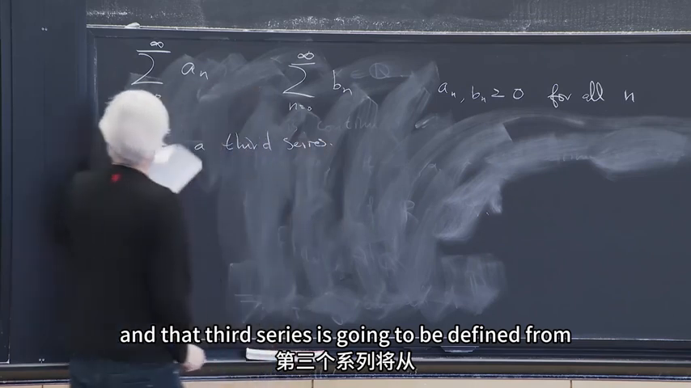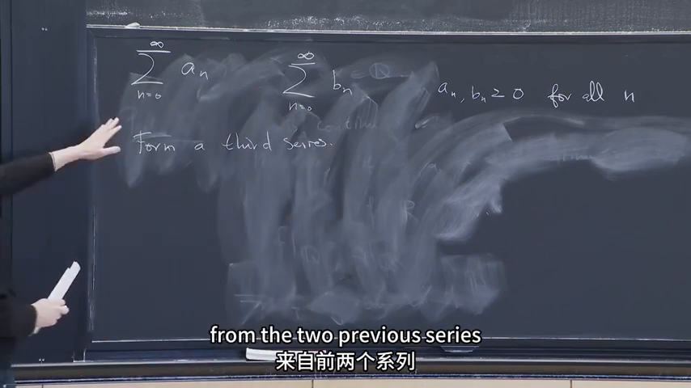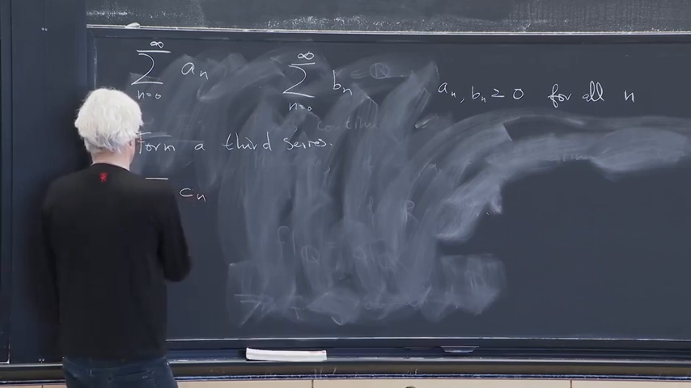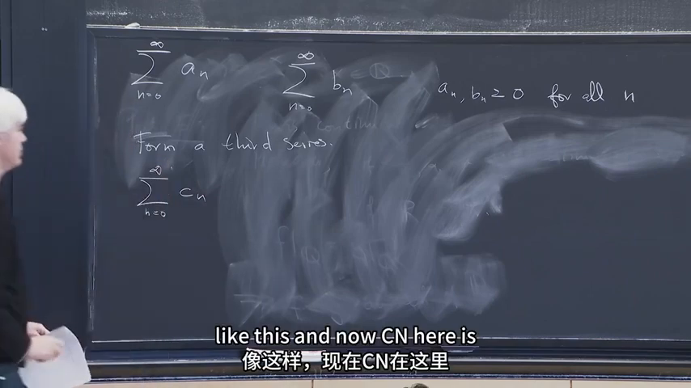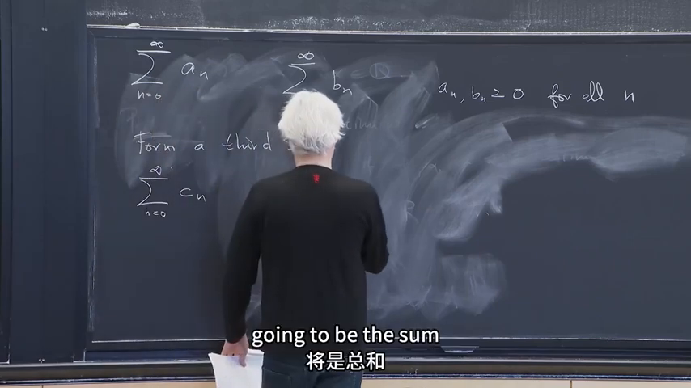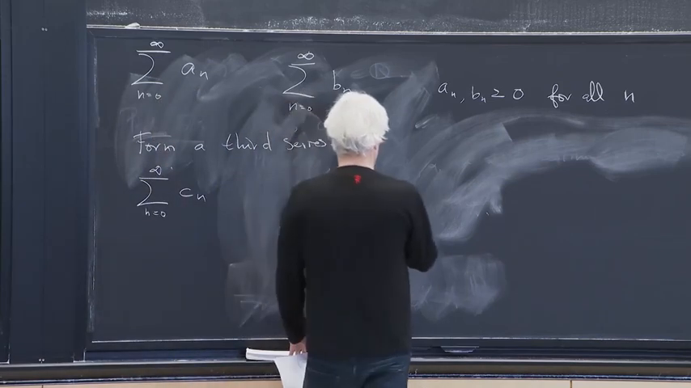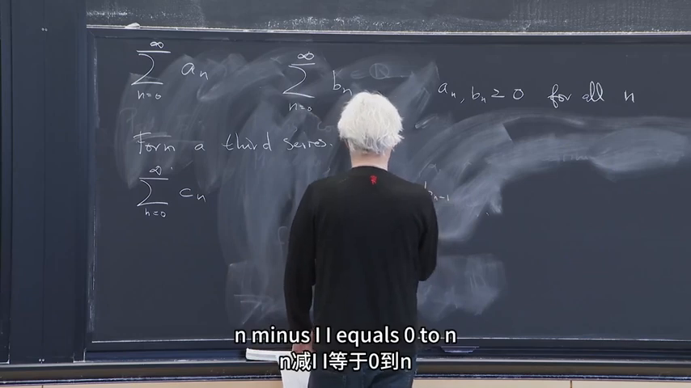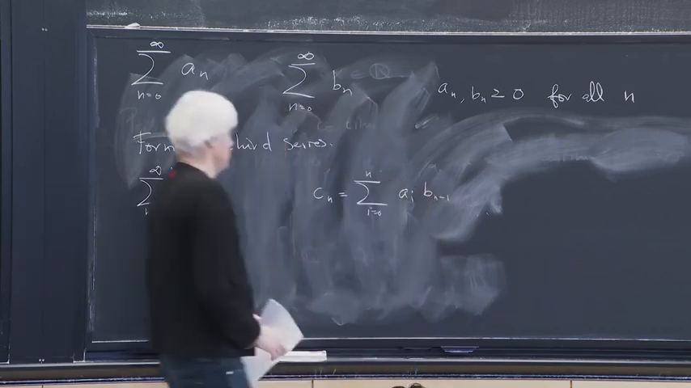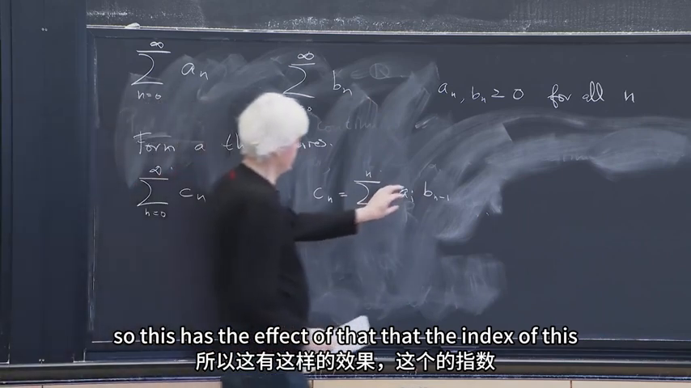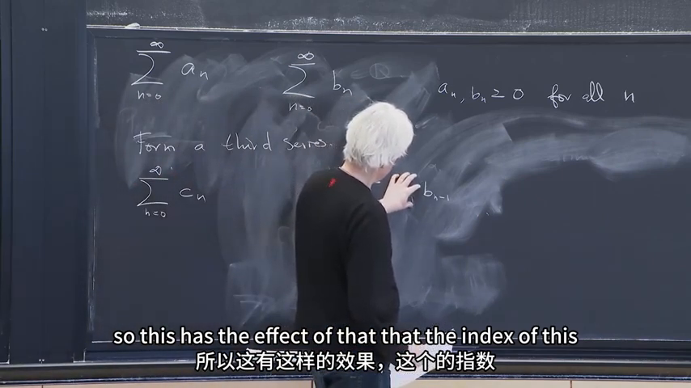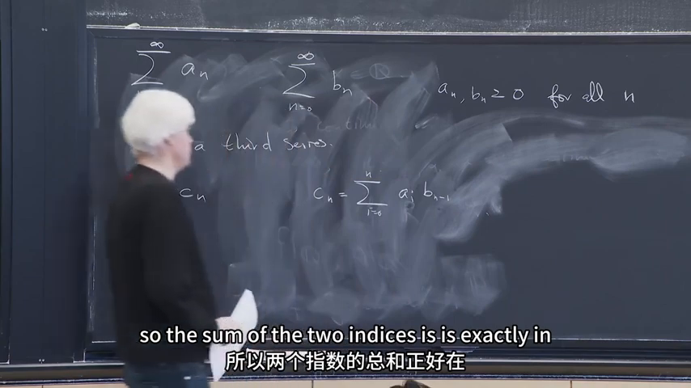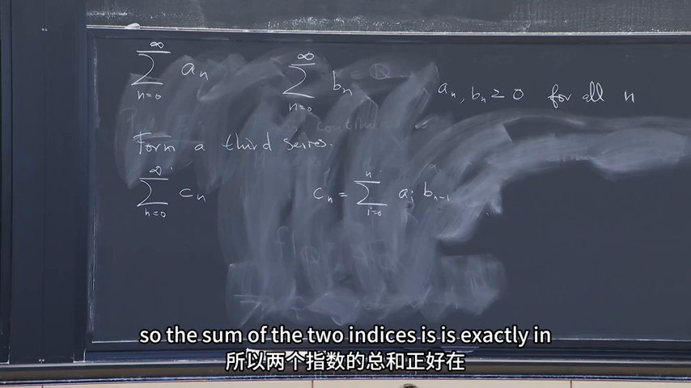And that third series is going to be defined from the two previous series. And the third series, let's call it Cn, like this. Now Cn here is going to be the sum of A_i B_{n-i}, i equal to 0 to n. So this has the effect that the index of this plus the index of that always adds up to n, right? So the sum of the two indices is exactly n, right?